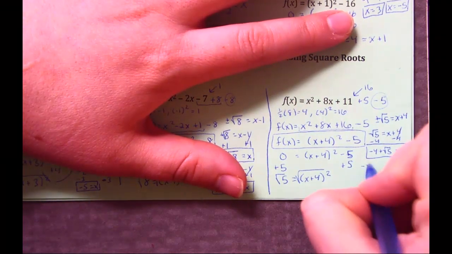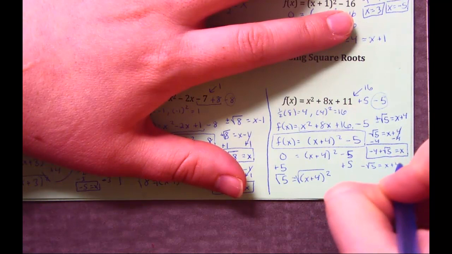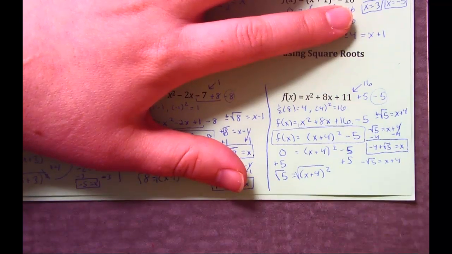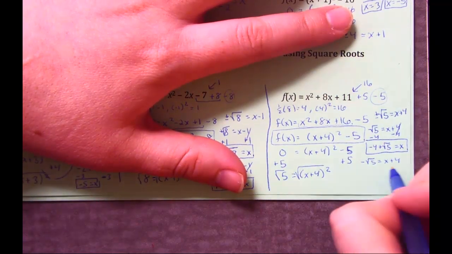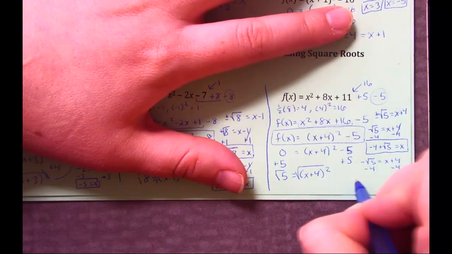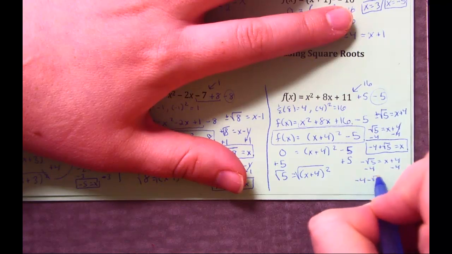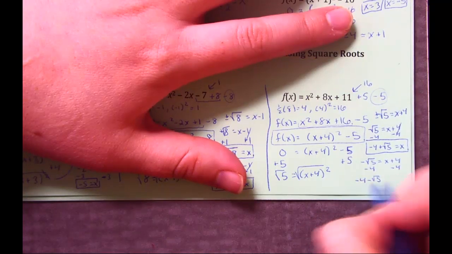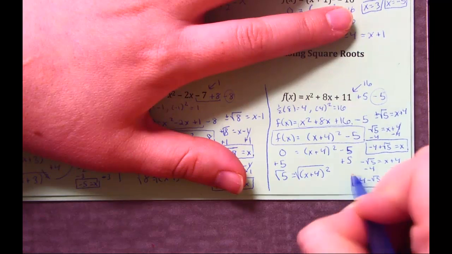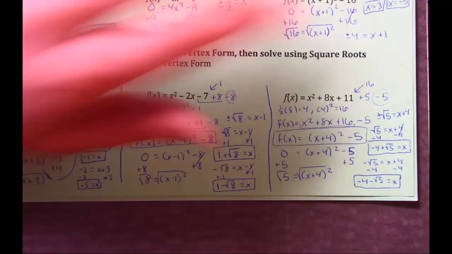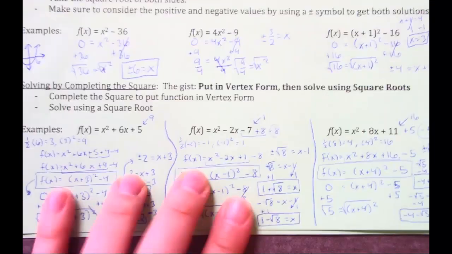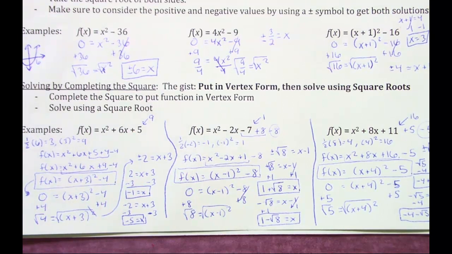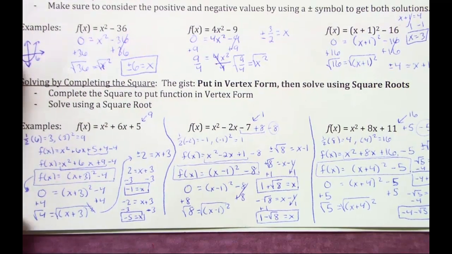And then I have a negative square root of 5 equals x plus 4. So I'm going to subtract 4 there. And then I have negative 4 minus square root of 5, because they're both a negative now, equals x. Sorry that there's not a lot of room there. I apologize for that. I probably should have given more room at the bottom of that page.